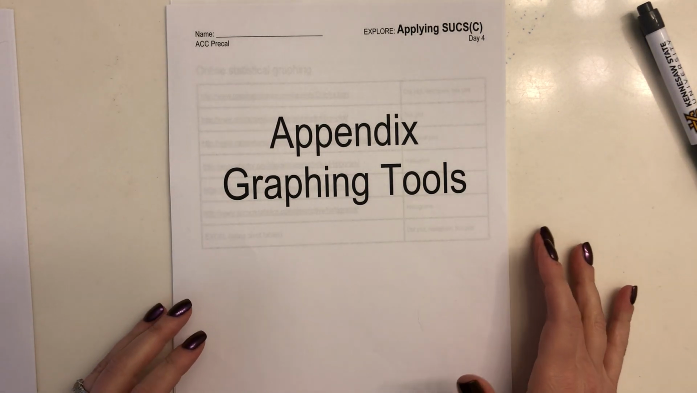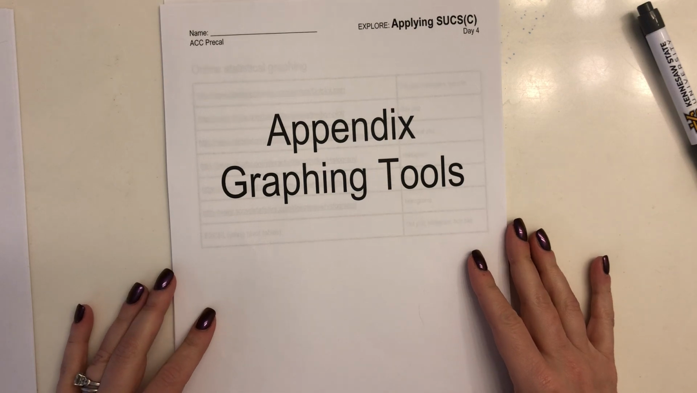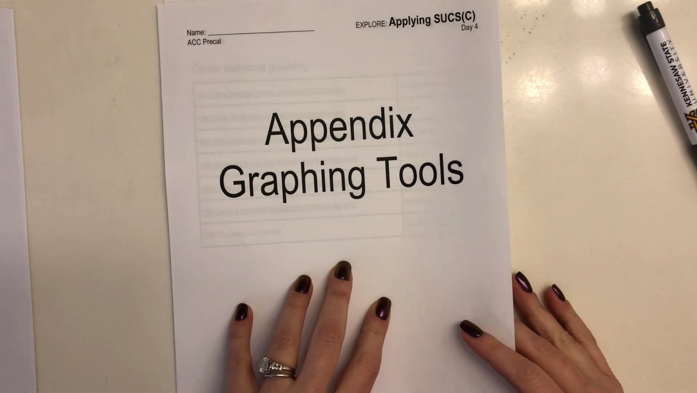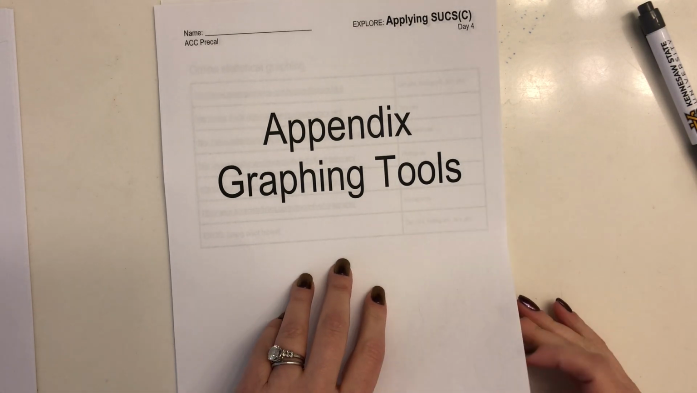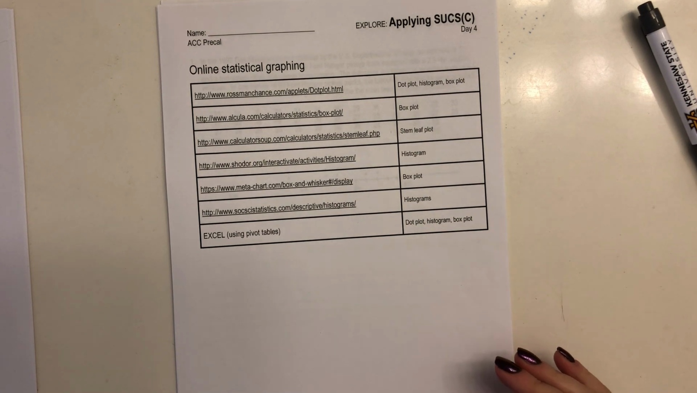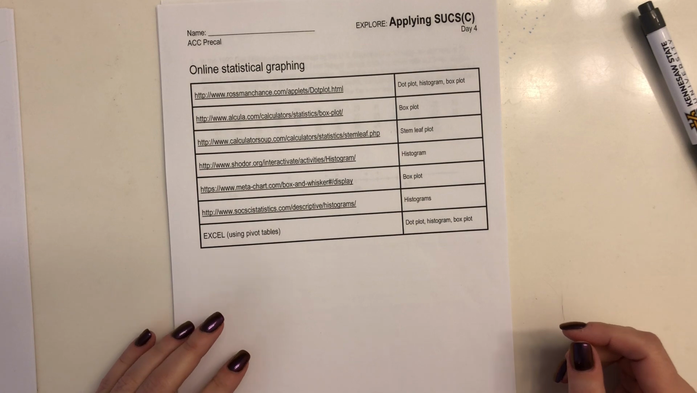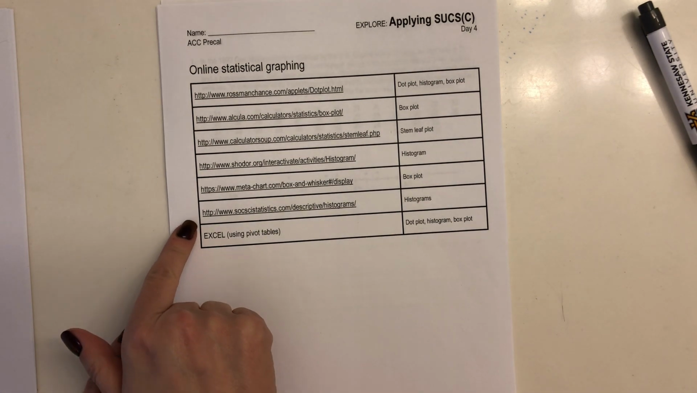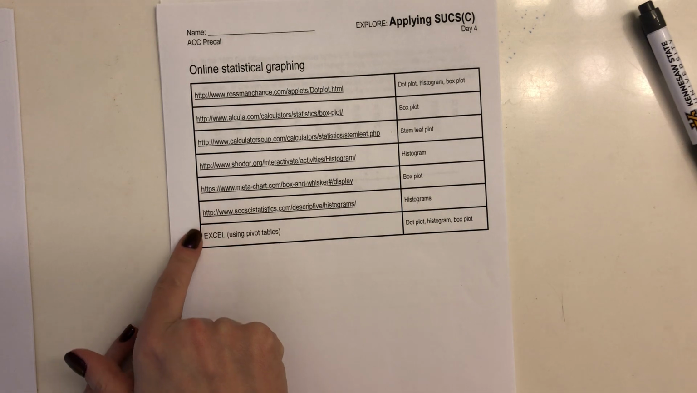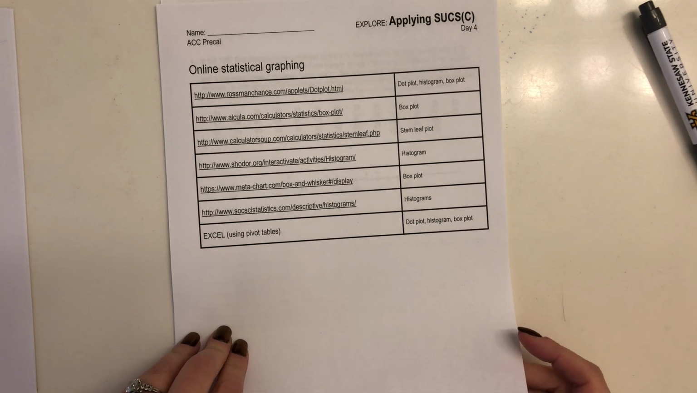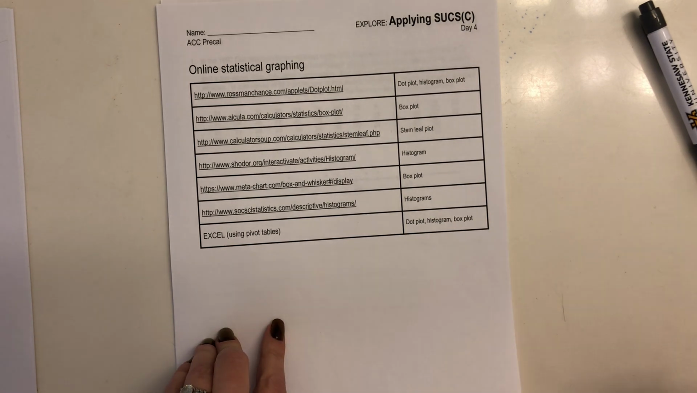So let's talk a little bit about what you're going to be doing today with applying the SUCS model and making some graphs. First of all, there's a page posted under day 4 that has appendices to graphing tools. I know that a lot of you did not take home your calculators or may not have them. This has a whole list of different places where you can make different kinds of plots to help you out, so that you do not have to have your graphing calculator with you, okay? So make sure you give all of those a try before you say can't do it, okay? That stuff is right there.